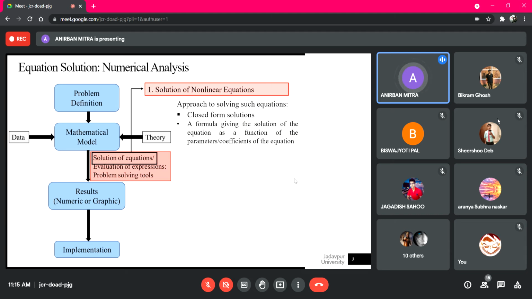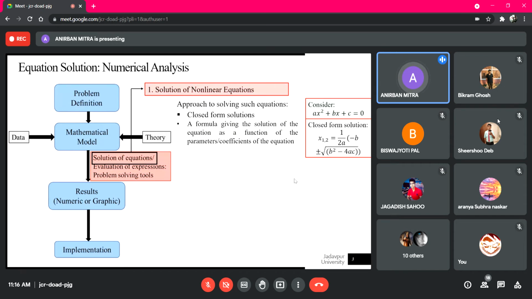Let's take an example, a very well-known example. This is a quadratic equation: ax² + bx + c = 0. Quadratic equation, of course, is a nonlinear equation because it contains the second power of x. And we are, from our school days, quite familiar with the closed form solution of this quadratic equation. This, as you know, is x = (−b ± √(b² − 4ac)) / 2a.